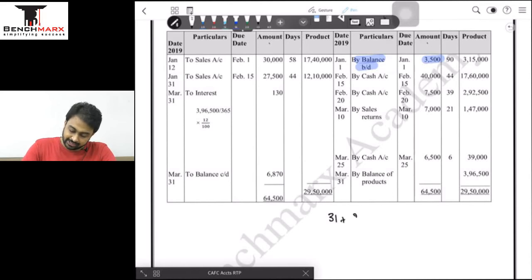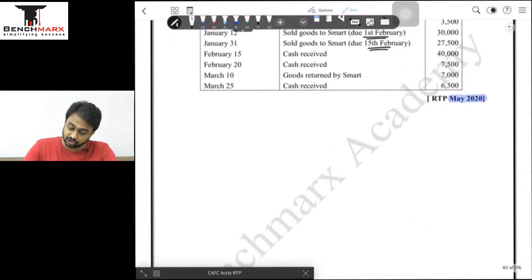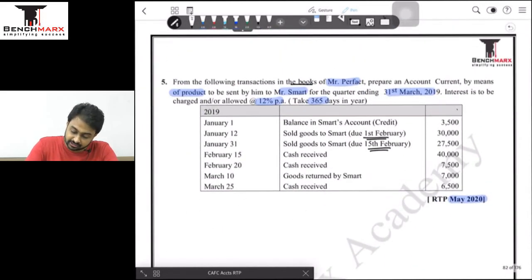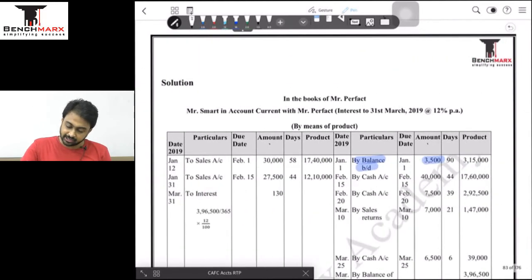Then 28 days of Feb and 31 days of March. 28 days because the question has mentioned take 365 days, and in a year where there are 365 days, Feb will have 28 days, and that is how 90 has been arrived at. Product is nothing but number of days into amount.